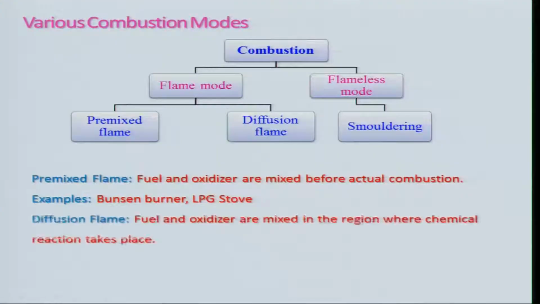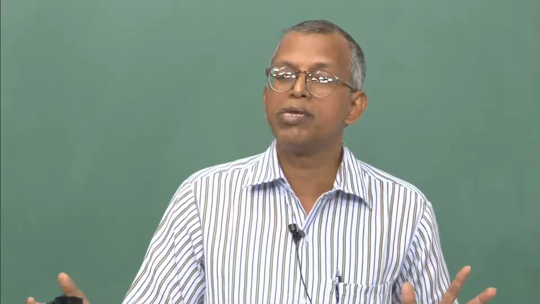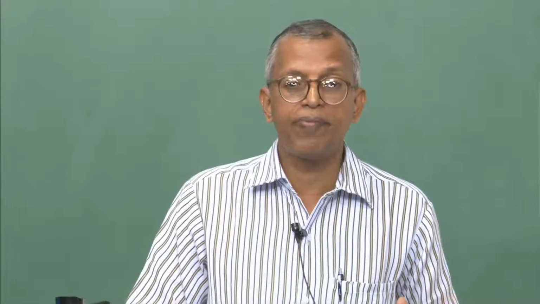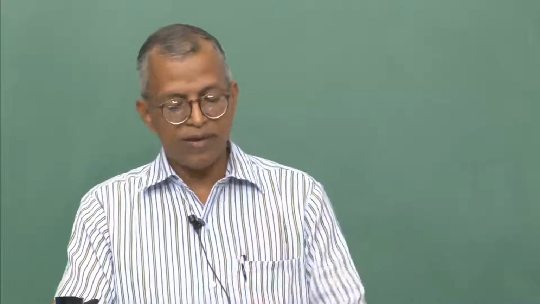And similarly, a diffusion flame can be defined as one where fuel and oxidizer are mixed in the region where the chemical reaction takes place. That is a diffusion flame. What are the examples? Basically, your candle flame, your wick flame, and any natural flame is basically a diffusion flame. An unnatural, man-made flame is basically a premix flame, right. That I can say as a very layman concept.